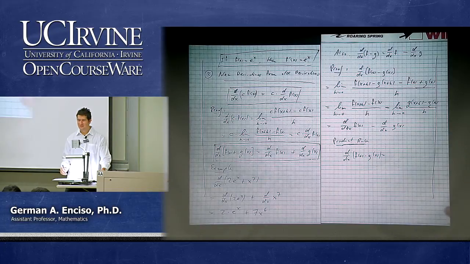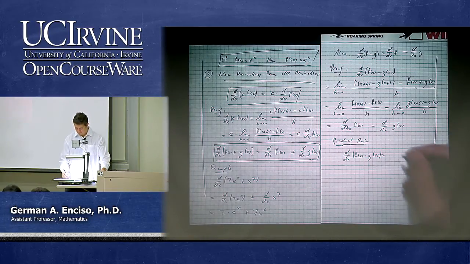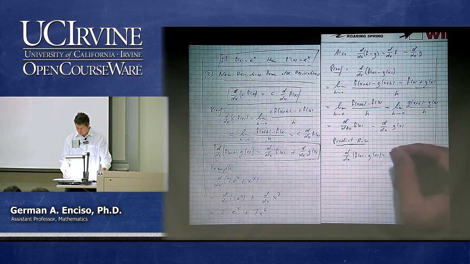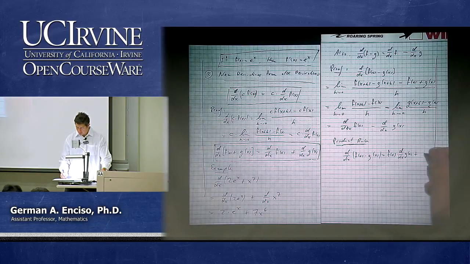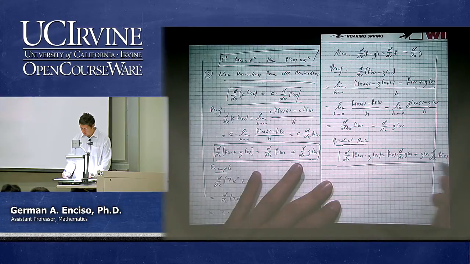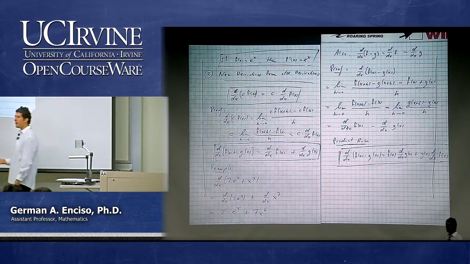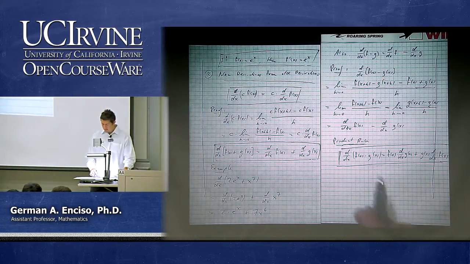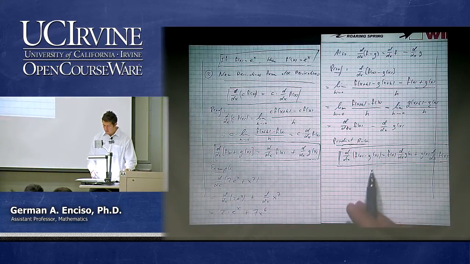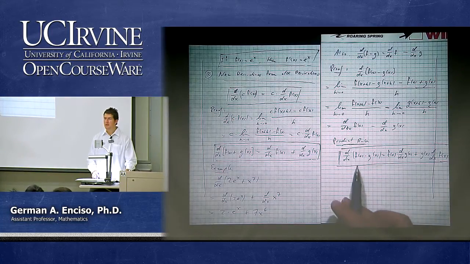It's f times the derivative of g of x. Okay, plus g times the derivative of f of x. Excellent. And that is the product rule. Thank you, sir. So basically, you take the derivative of one function, multiply by the other, and then you take the derivative of the other function, multiply by the first.